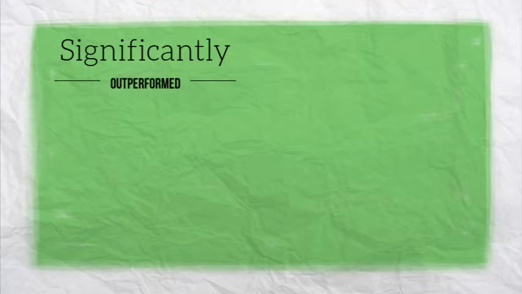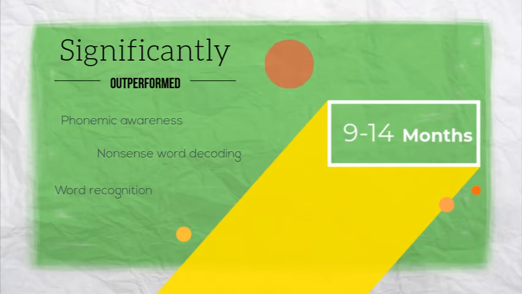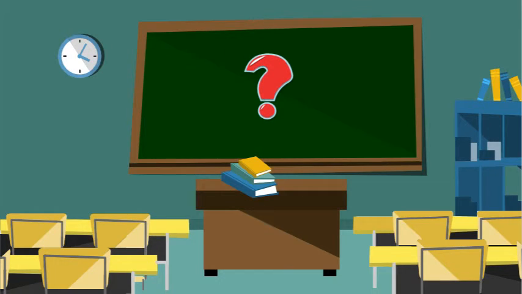The study shows that the intervention group significantly outperformed the control group in areas of phonemic awareness, nonsense word decoding, and word recognition. The average reading age of the intervention group was 9 to 14 months ahead of the control group, and all the students in the intervention group were now within the normal reading level for their age. If this is the case, why are we not implementing synthetic phonics programs in all of our classrooms?